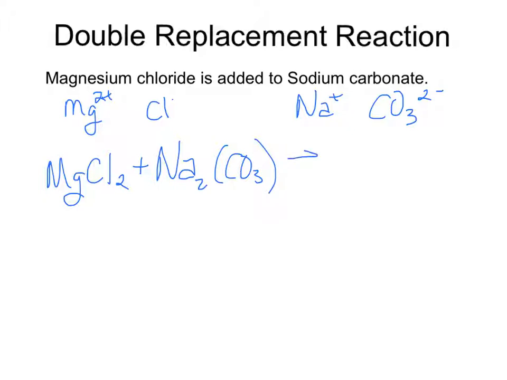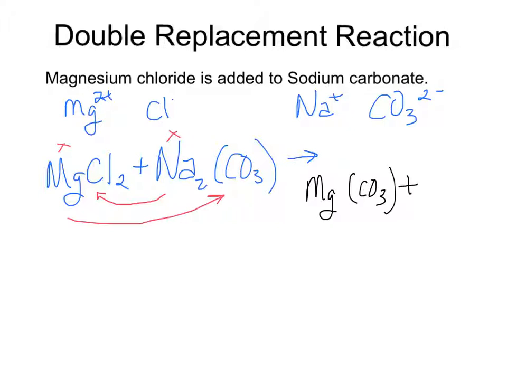Now in a double replacement reaction, what's going to happen here is that they're going to swap. We can never put any of our positive metals, which is our magnesium here and our sodium here, together. So the magnesium here is going to swap and attach to the carbonate, and the sodium is going to swap and attach itself to the chlorine. So when we write our products here, we are going to have then magnesium carbonate plus sodium chloride.